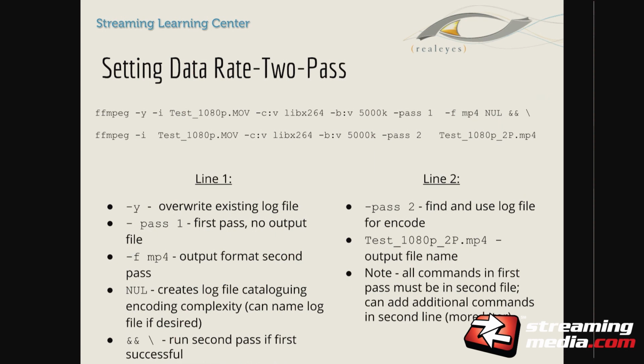To get to a mechanism you can use for streaming distribution, you need a 2-pass command line. So what we see here is ffmpeg -y. What -y does is it overwrites the existing log file. You want to put that in there because you'll be creating multiple FFmpeg encodes in the same directory, and if you don't put it in there, FFmpeg will stop and ask you each time, do you want to overwrite the log file? And then, again, we see the input file as test 1080p MOV.